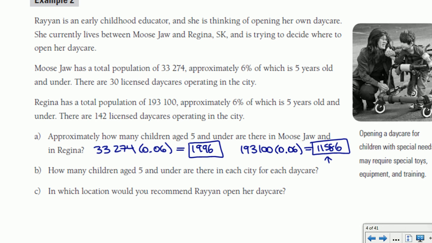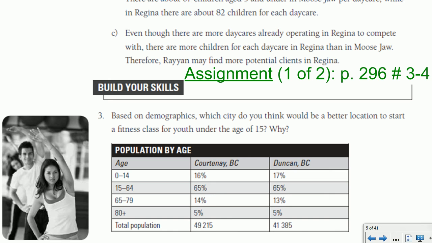But we also need to account for how many licensed daycares there are already. So for Moose Jaw, if we split 1,996 children among 30 licensed daycares, we get 67 children per daycare. And given that Regina has 142 licensed daycares, if we split 11,586 children among 142 daycares, we get 81.6 children per daycare. So assuming children are spread evenly among the existing daycares, the daycares in Regina tend to be more full, so it's likely there's a higher demand in Regina. So part 1 of your assignment is here, page 296, 3 and 4.